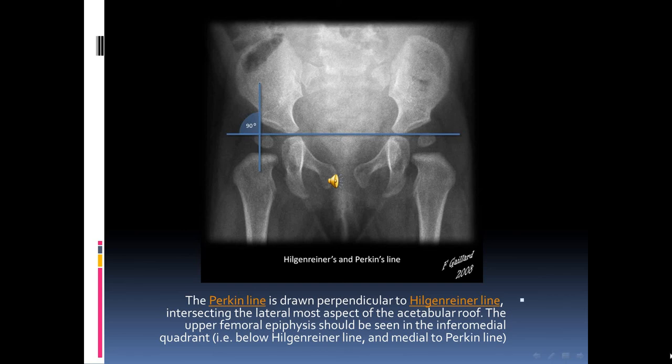Another important line for the diagnosis of the DDH, we have a vertical line which is called Perkin's line, drawn perpendicular and just from the lateral most part of the acetabular roof downward. Normally the epiphysis should be located medial to this Perkin's line. Also we have the Hilgenreiner line, which is drawn horizontally, and the epiphysis should be located according to these two lines just in the inferior medial quadrant.